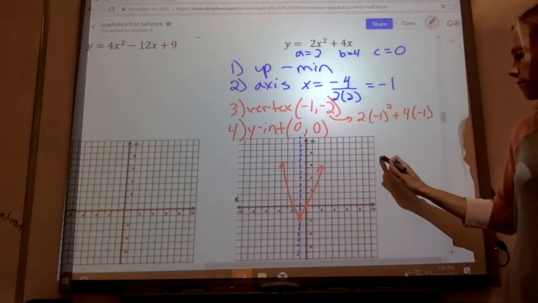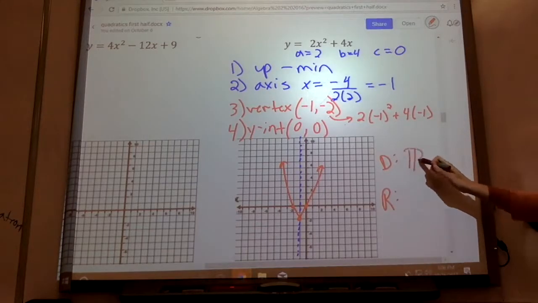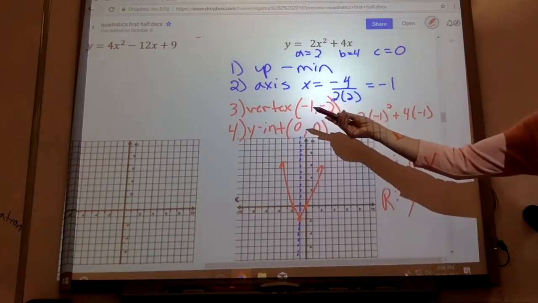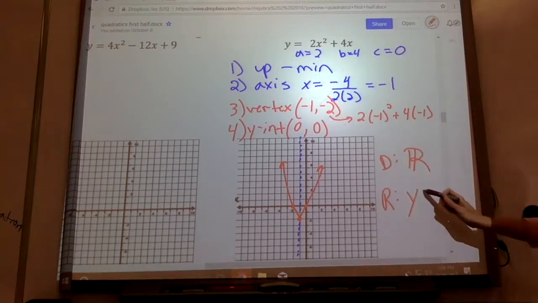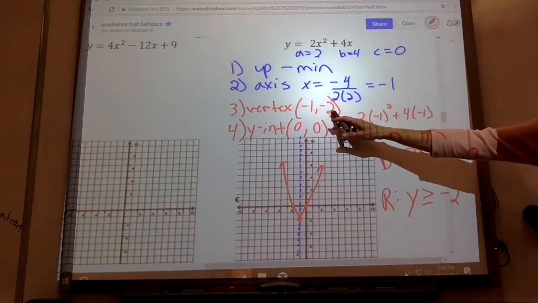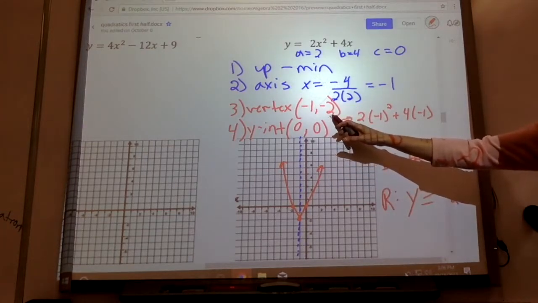And then finish off this problem, my domain and range. Domain, of course, is all real numbers. Range would be y is greater than or equal to negative 2, the y value of my vertex. The range is always defined by the y value of the vertex.